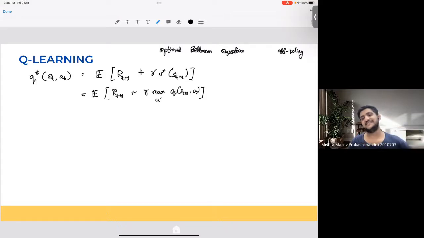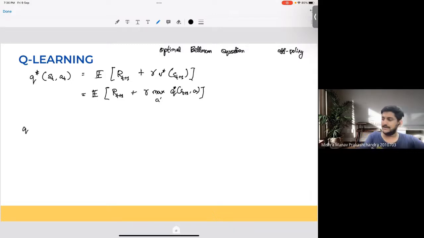So if I select the first action in the optimal manner, then I have the V star value. So V star is nothing but my max of Q star of ST plus 1, A. Okay. So once I have that, all I need to do is substitute this in the equation, and a similar equation follows like we had in the SARSA algorithm.